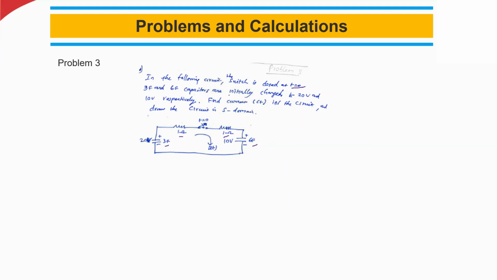So remember here, so far we always assumed the initial voltage as 0. Here we have the initial voltage. So the initial voltage is 10 volt here and 20 volt in this capacitor. And find the current I of t in this circuit and draw the circuit in S domain. So the problem looks a little bit simple, but it has quite some information inside. So you have to read the question properly and understand the problem first. Then you can go to the solution.